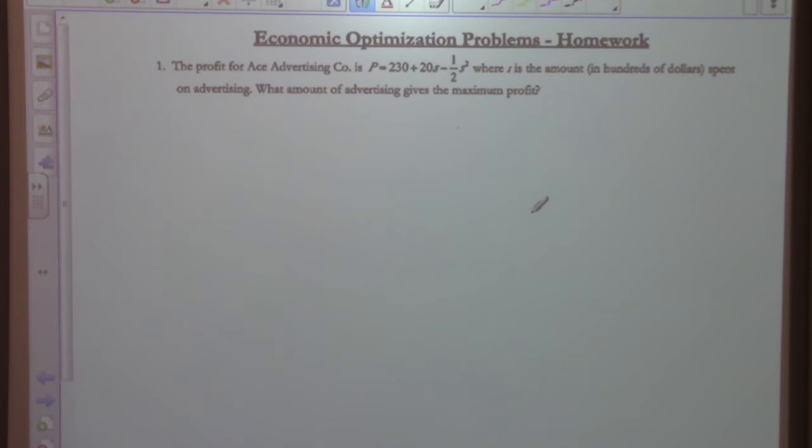But what is your process on optimization? Find the derivative, set that derivative equal to 0, solve, and then you'll have your critical number. And then with your critical numbers, remember the extreme value theorem?